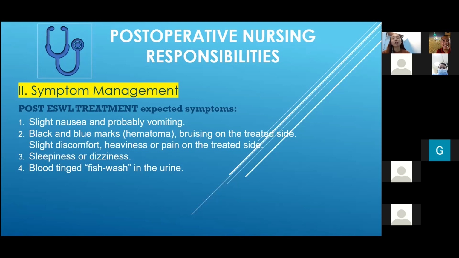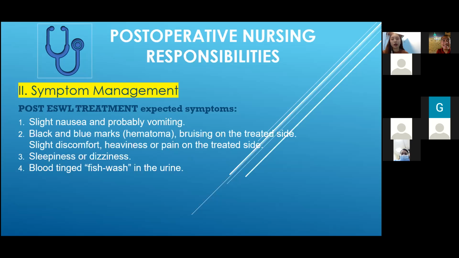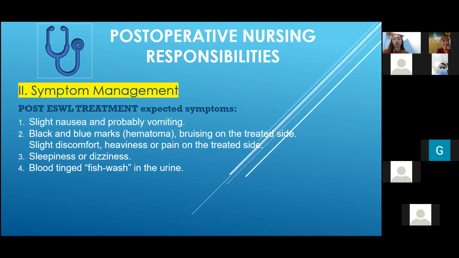The sleepiness or dizziness is an anesthetic symptom, or the effect of anesthesia. Blood-tinged or fish wash urine is very common. This is an indicative sign that we are on the right track. We hit the stone, hence that fish wash urine.